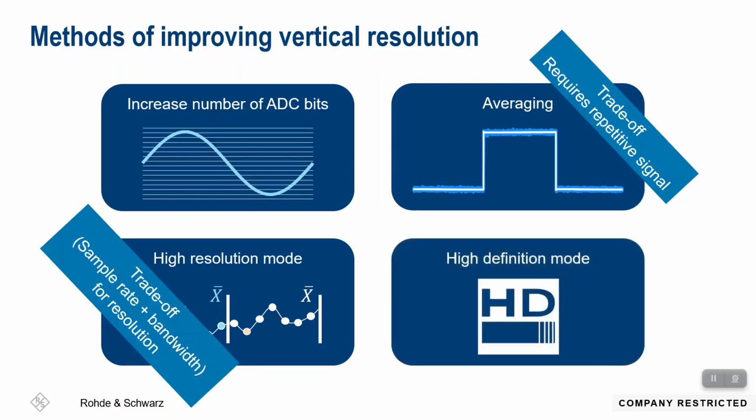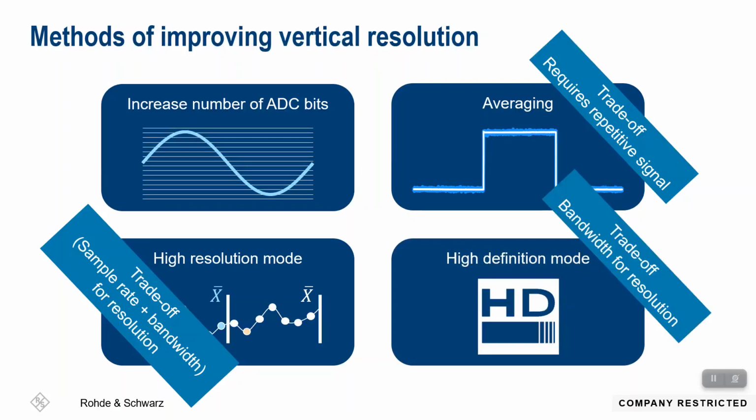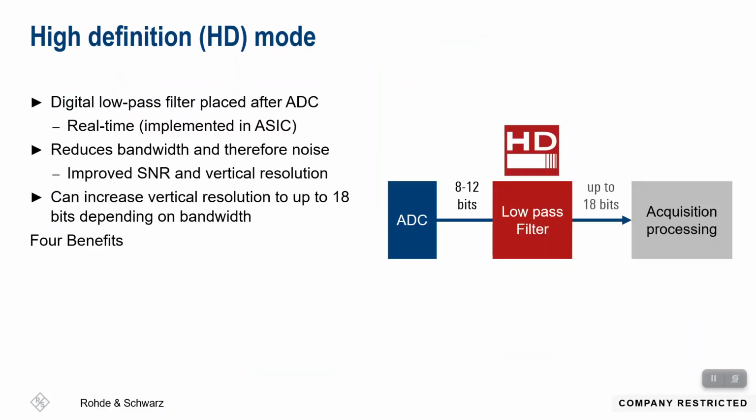And the fourth is high definition mode. And this one also has a trade-off with bandwidth, but it's a little more clear. You know exactly what bandwidth you're trading off to achieve a resolution. And so if you know the behavior of your signal, you know what bandwidth is acceptable. So how does HD mode work? This is a low-pass filter that's placed after the ADC. And it can enable you to achieve up to 18 bits of vertical resolution.